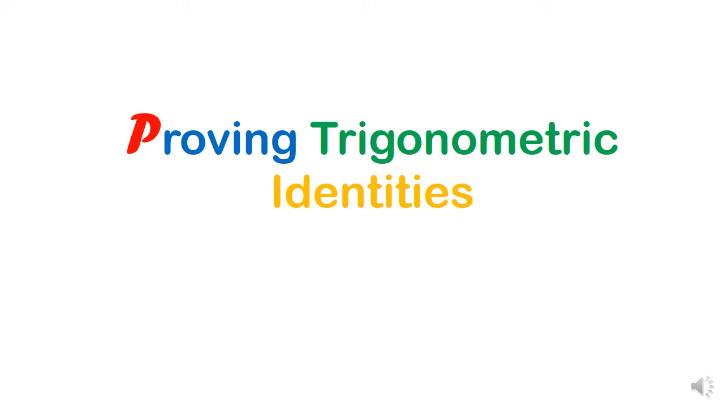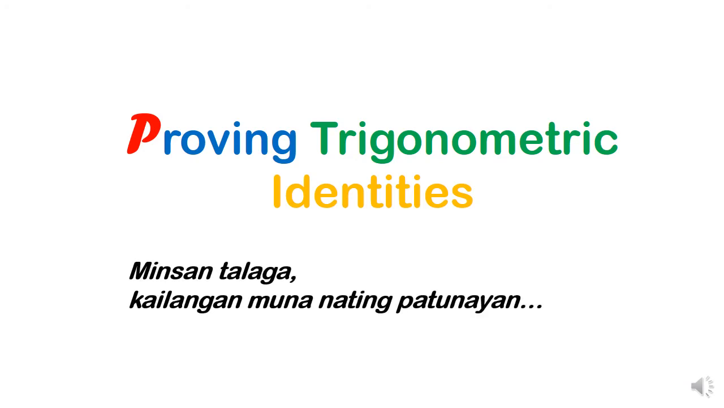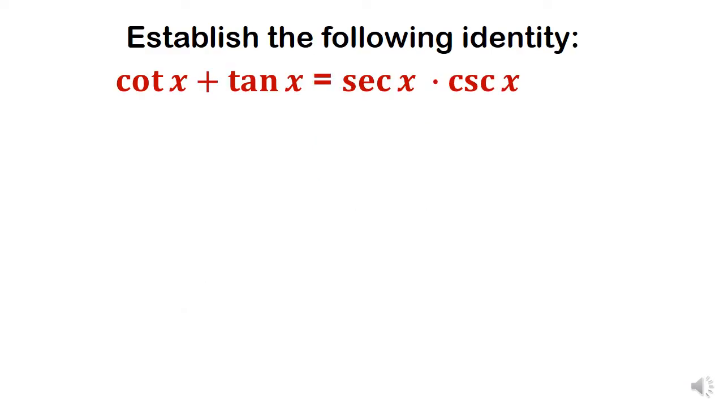Okay, so for today, we're going to prove trigonometric identities from left-hand side to right-hand side. That is our goal. Minsan talaga, kailangan muna nating patunayan. First, we start with this example. How do we establish the following identity?